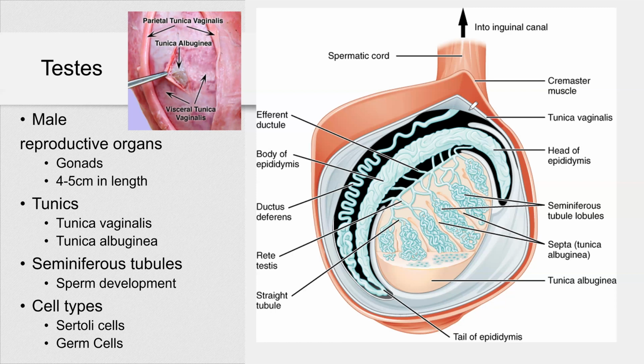Now, seminiferous tubules, sperm development, and those tubules are made of cells. You know, everything in human body and in any living organism is made of cells and extracellular stuff. Because those tubules are made of cells, here it says what type of cells we have. We have germ cells. This is the one that will differentiate into sperm, and Sertoli cells, those are supporting cells.